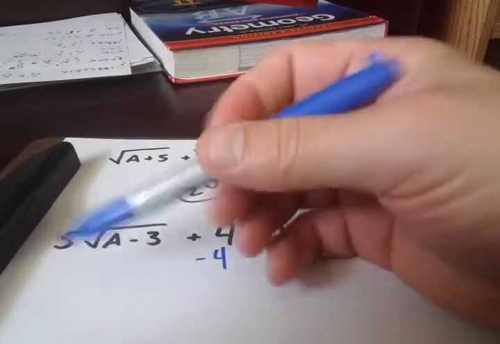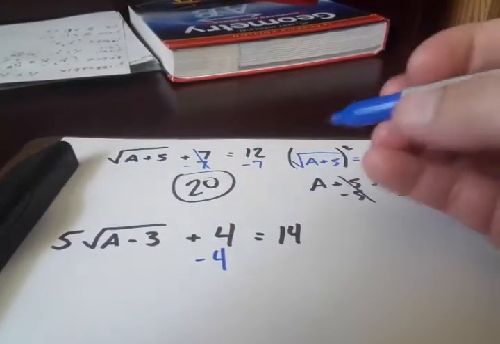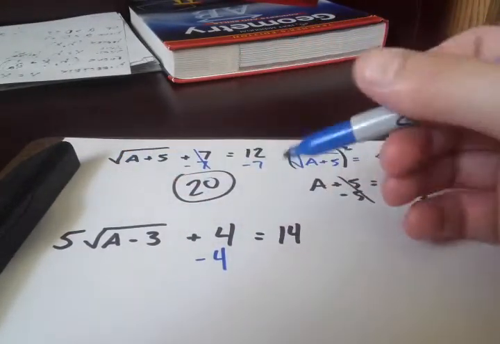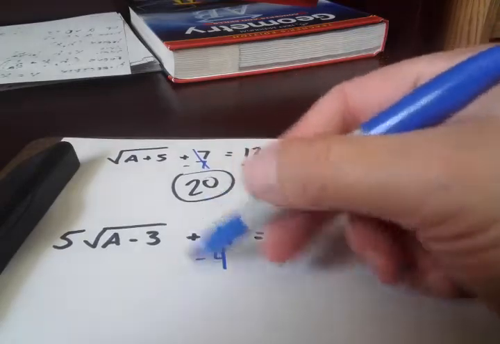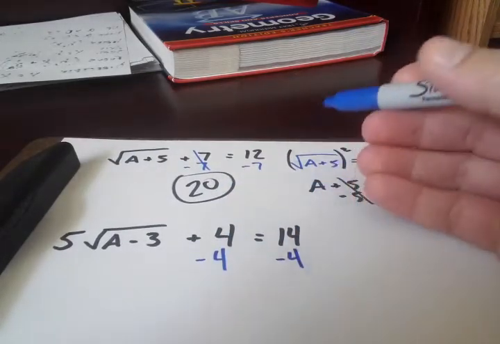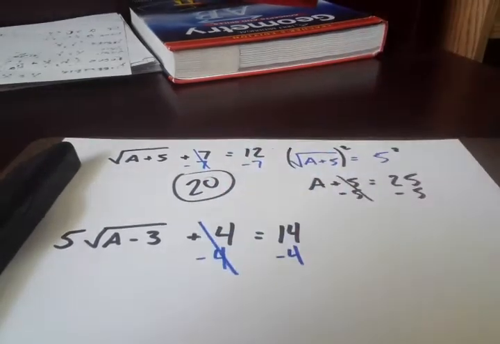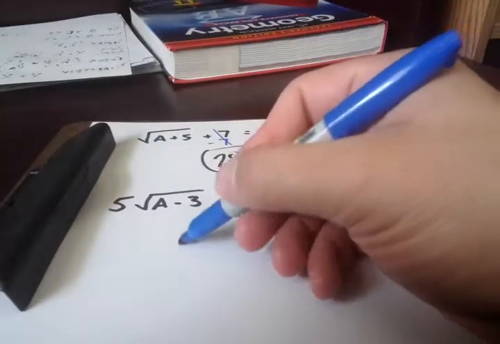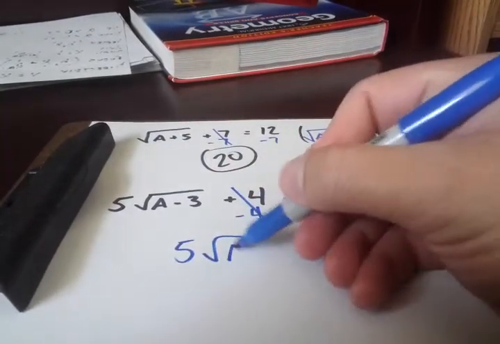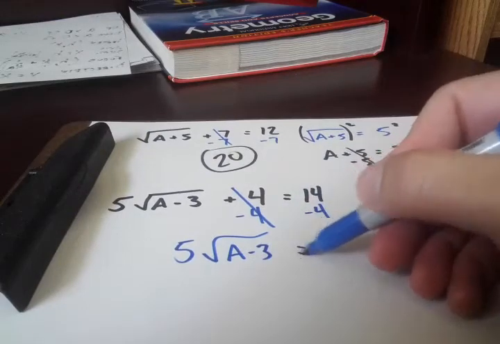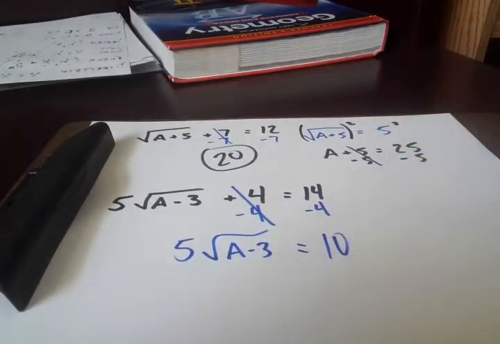Always do addition and subtraction before multiplication or division. It's like the reverse of order of operations, right? We'll get rid of these things first. Okay, so these cancel, and now I'm left with 5 radical a minus 3. That's equal to, that's 10.